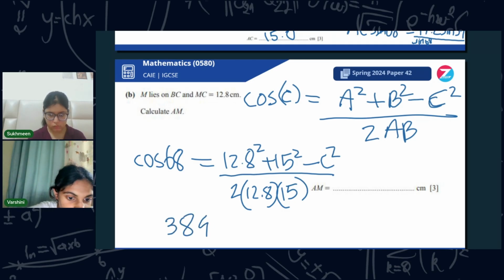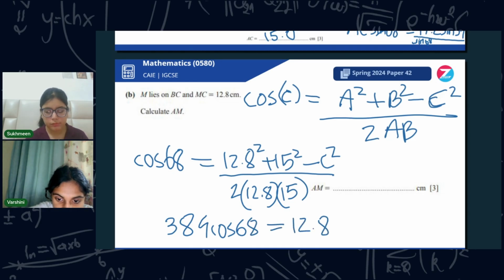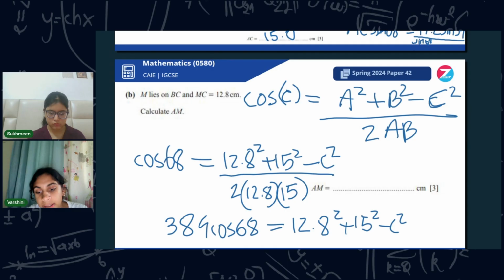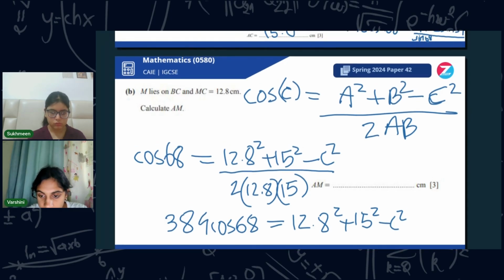So 384 cos 68 equals 12.8 squared plus 15 squared minus c squared. Remember, we want to make c squared the subject of the formula. So we're going to have to move everything else to the other side. So we have to subtract 12.8 squared and 15 squared from this number.